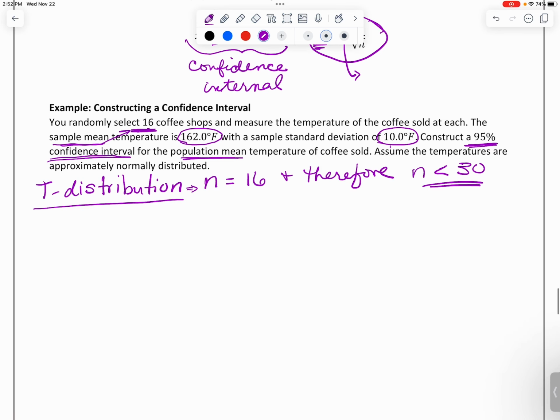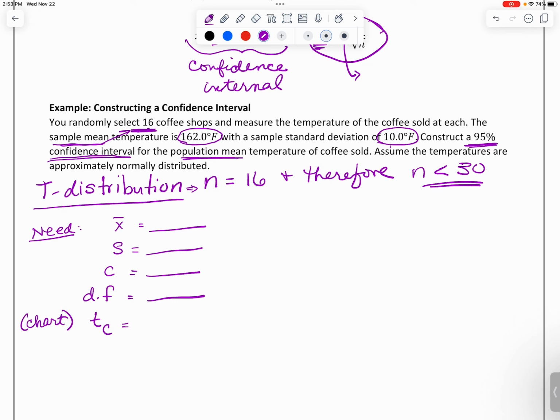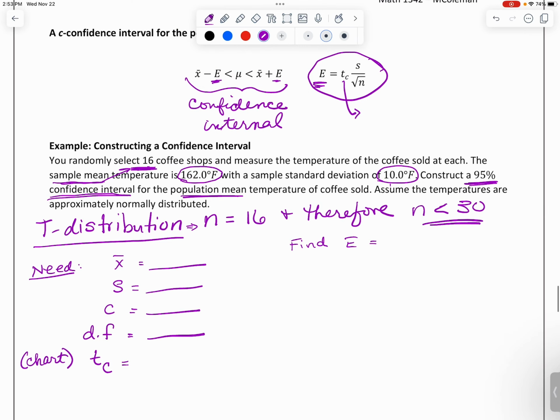Okay. So what do we need? Very much like we did in the last section, we're going to need my x bar. We're going to need my standard deviation. We are going to need the confidence interval. We're going to need the degrees of freedom this time. We're going to need my t sub c. Remember, this is the one that's going to come from the chart. And then I'm going to have to find E using the formula t sub c times s divided by the square root of n.